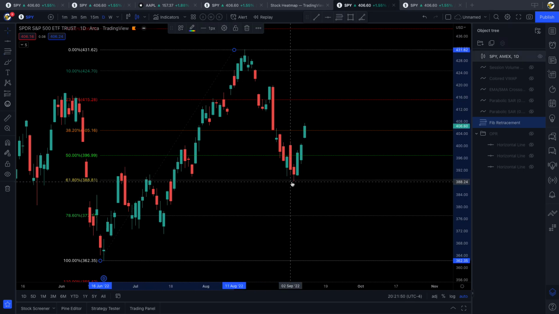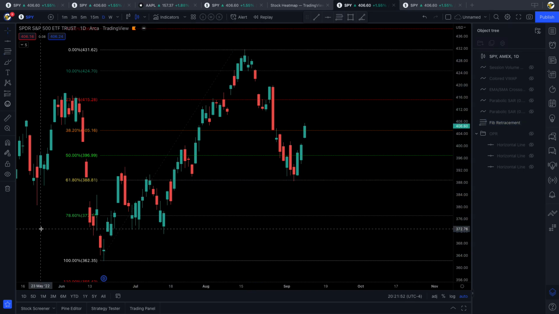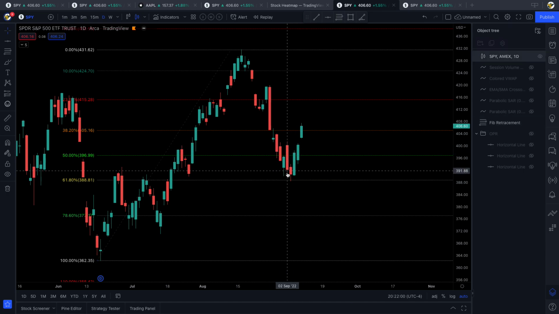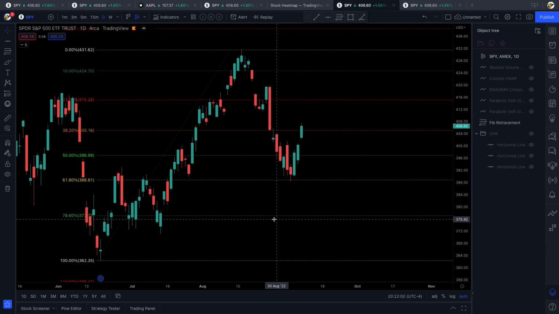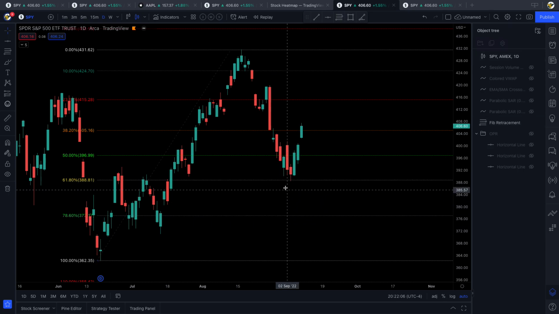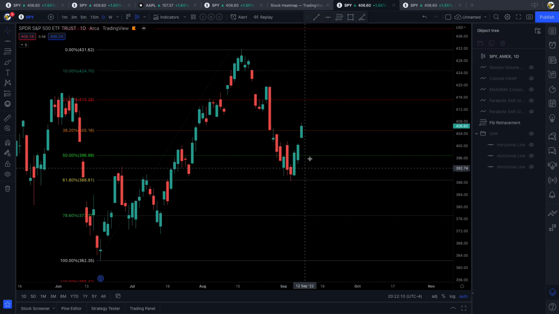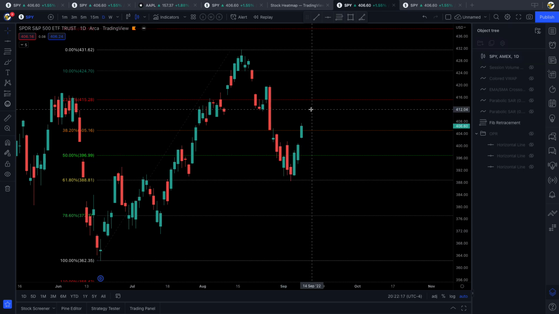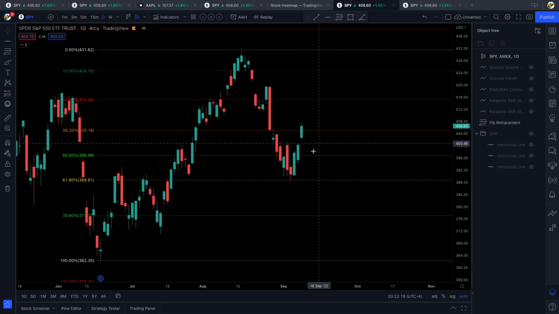The 618 level, they call it the golden zone. This is an area where more than likely it'll bounce off and push back up. If it doesn't, you can use the 786. That's another area it could bounce. You can even use the 50, but usually it's the 618 level it likes to hit and bounce off of. When it does that, normally it'll pull back probably to this 236 level.